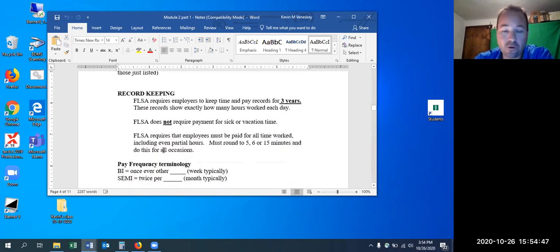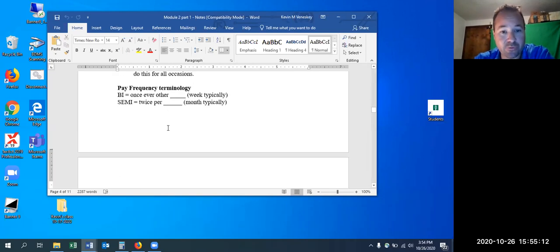If you're an employer and you fall under FLSA, or even if you don't, you should follow these rules. You need to keep your time cards, your time records, for at least 3 years to show how long somebody's worked and what they're paid per hour. Note that the FLSA does not require sick or vacation time. You do not have to provide that. Most companies do, but you do not have to.